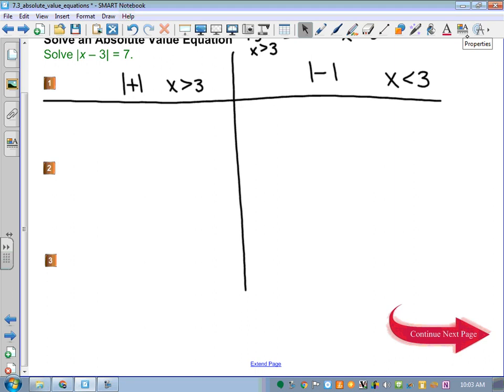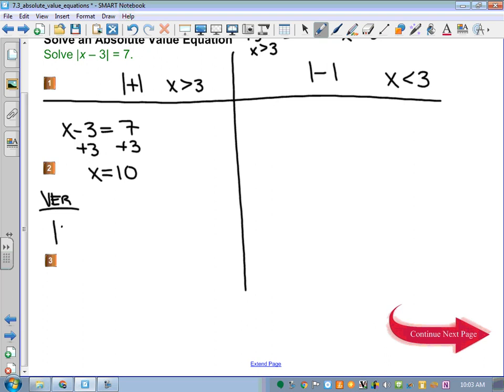So if it's the absolute value of a positive, that absolute value doesn't need to be there. It's not going to do anything. So it is just x minus 3 is equal to 7. I'm going to add 3 to both sides. I get that x is equal to 10. And while I'm here, I'm going to verify. To verify that, the absolute value of 10 minus 3 should be equal to 7. That's the absolute value of 7 is equal to 7. And we know that that is true. So that is one of our solutions. x is equal to 10.